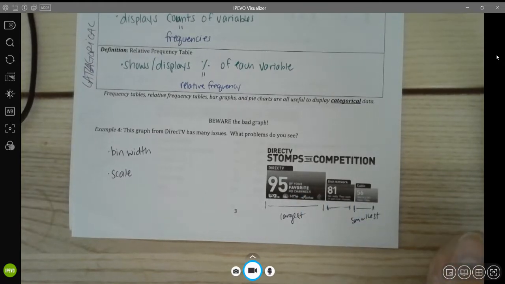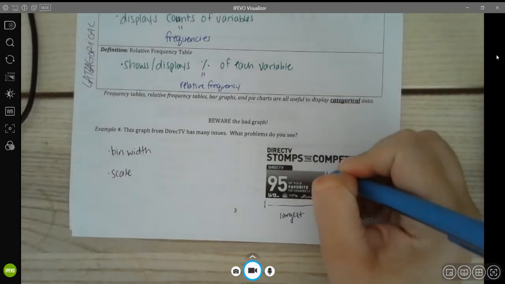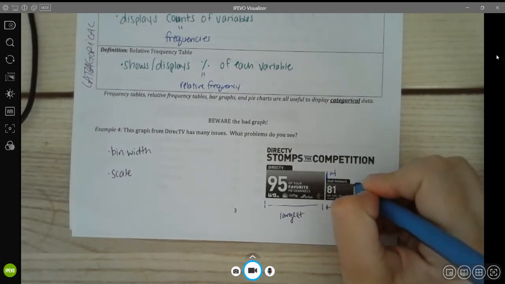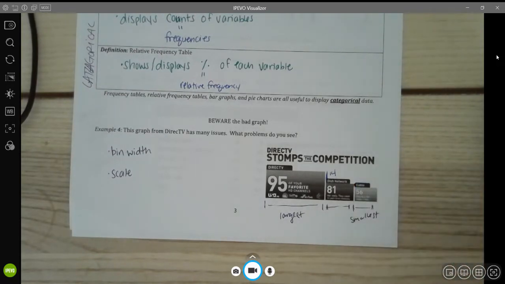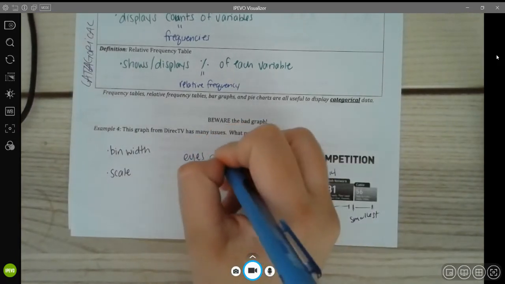Dish does. Okay. The other thing is the scale. So this right here is supposed to represent 14, and this right here is supposed to represent 81 minus 56, which is much larger than 14. And let me tell you, that doesn't look like the scale is really correct. So the two issues that I have with this graph are bin width and scale, again, because our eyes are drawn to area.